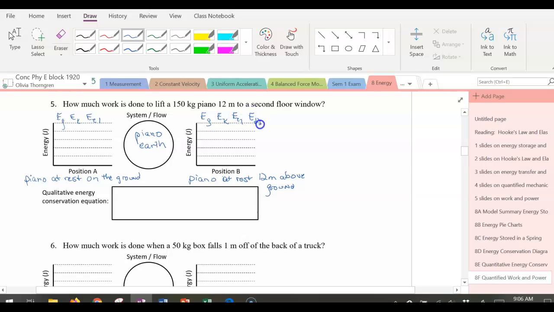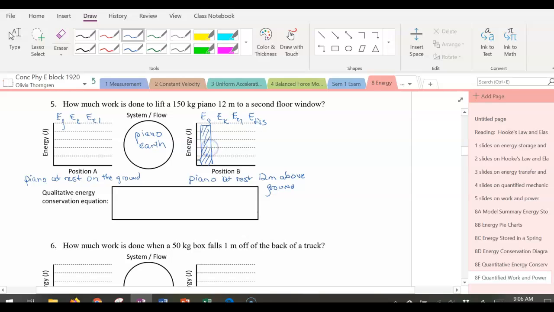So at position A, the piano is on the ground, so the height is 0. There is no gravitational potential energy. It's not moving, so there's no kinetic energy. And a piano doesn't bend and bounce back, so it's not storing any elastic energy. It has no mechanical energy at the beginning. But at position B, what's changed is that now it's 12 meters above the ground. So it has a lot of gravitational potential energy that it didn't have before.